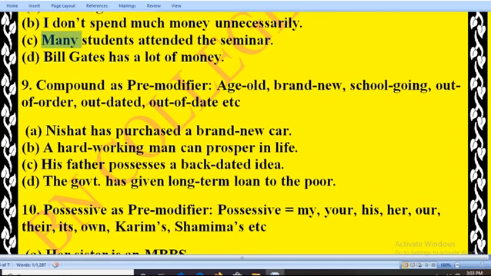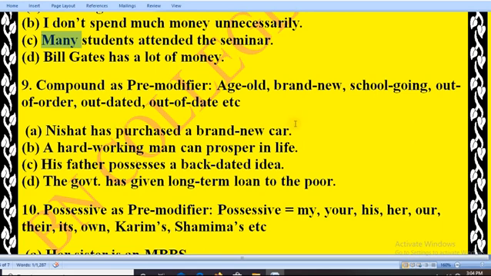Compound pre-modifier. Compound শব্দটা দ্বারাই বোঝা যাচ্ছে যেটা যৌগিক কিছুকে বোঝায়, যুক্ত। যেমন এই যে আমরা দেখতে পাচ্ছি age old, age এবং old মিলে একটা যুক্ত হয়ে একটা শব্দ তৈরি হয়। ব্র্যান্ড নিউ বলছে, নতুন বললে হইতো, কিন্তু বলা হচ্ছে ব্র্যান্ড নিউ কার। স্কুল গোয়িং, শুধু স্কুল স্টুডেন্ট বললে হইতো, but sometimes we hear school going student, okay, এভাবে। So these are compound words as a pre-modifier, right?